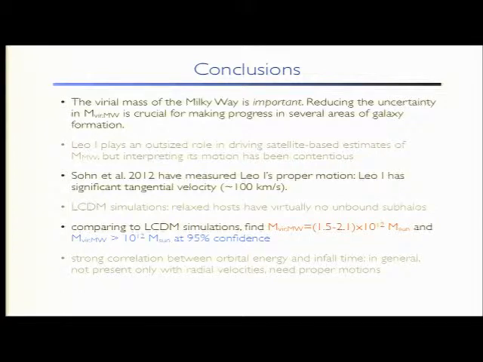So just to conclude, I'd argue that pinning down the virial mass of the Milky Way is very important for understanding galaxy formation. LEO 1 historically has been the important satellite for doing this. And now, finally, based on Sohn et al., we have a proper motion measurement, which significantly reduces the uncertainty in the parameter space there. Using that, we've found a range of possible best fit values for the mass of the Milky Way. This depends a little bit on what you assume for the number of satellites and how bound they are. But what we find is pretty robust is that at 95% confidence, we always get that the Milky Way should be more massive than 0.95 times 10 to the 11 solar masses.